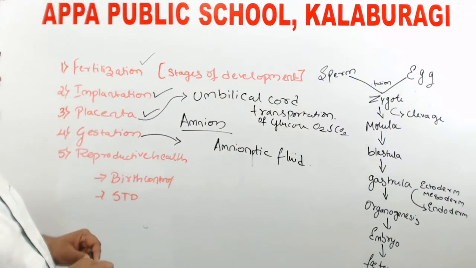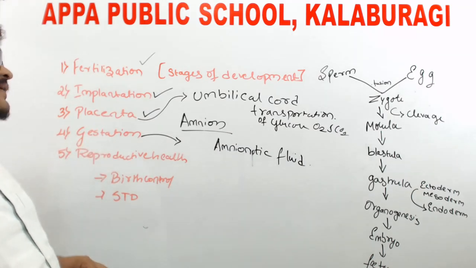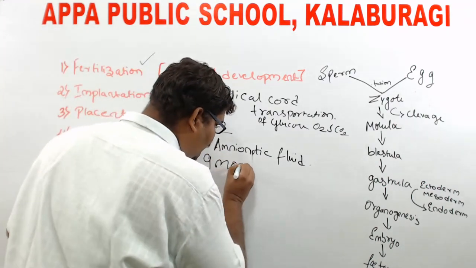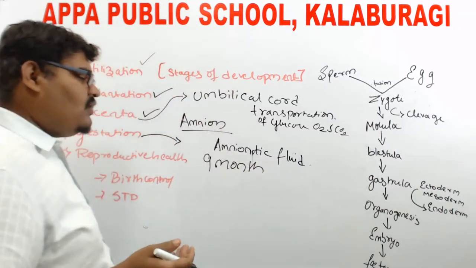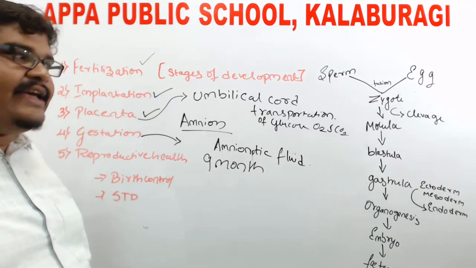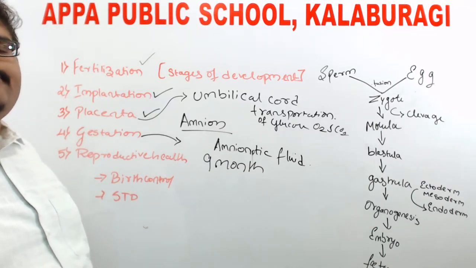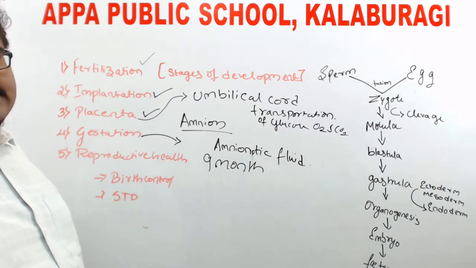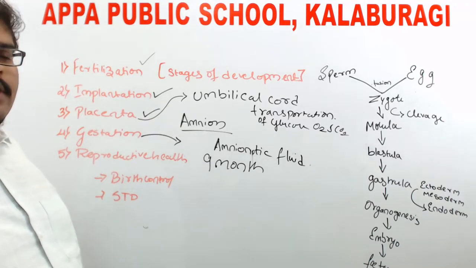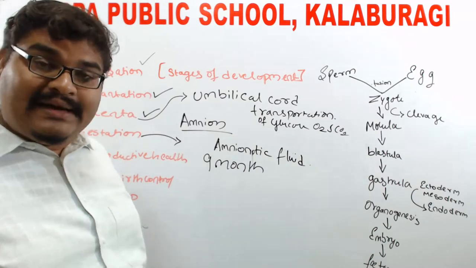Then next, we go to the gestation period in human beings, which lasts for about 9 months. In the case of cow, it is 9 months. In buffalo, it is 10 months, 10 days. In cat and dog, it is about 58 to 70 days, usually 58 to 68. And in the case of elephant, it is 22 months.